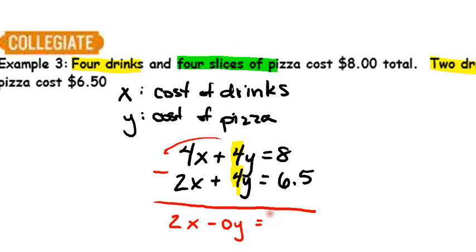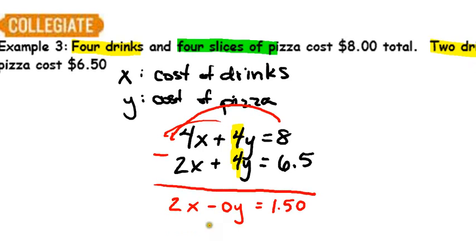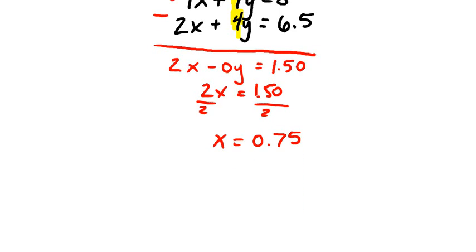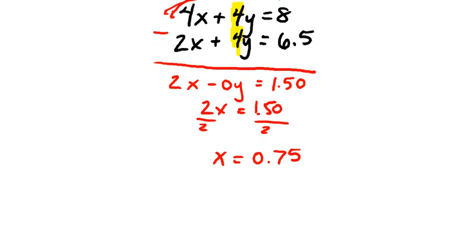And then keep in mind, I have to say 8 minus 6.5 is going to be 1.5. And so what I've found here is that 2x is equal to 1.5. 1.5 divided by 2 is 0.75. So x, we said when we defined our variables, is the cost of the drinks. So each drink costs 75 cents.